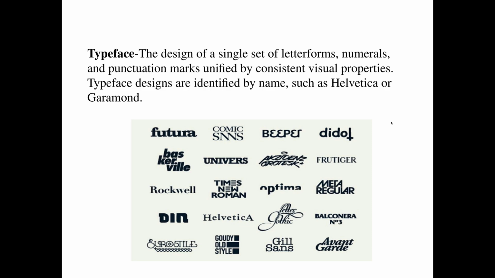The next thing is typeface. This is the design of a single set of letter forms, numerals, and punctuation marks, and it's unified by consistent visual properties. And we'll get into that a little bit more later when we start talking about ascenders and descenders and things along those natures. Typeface designs are identified by name. So these are going to be things such as Helvetica or Garamond, or here's some other examples of some different typefaces.